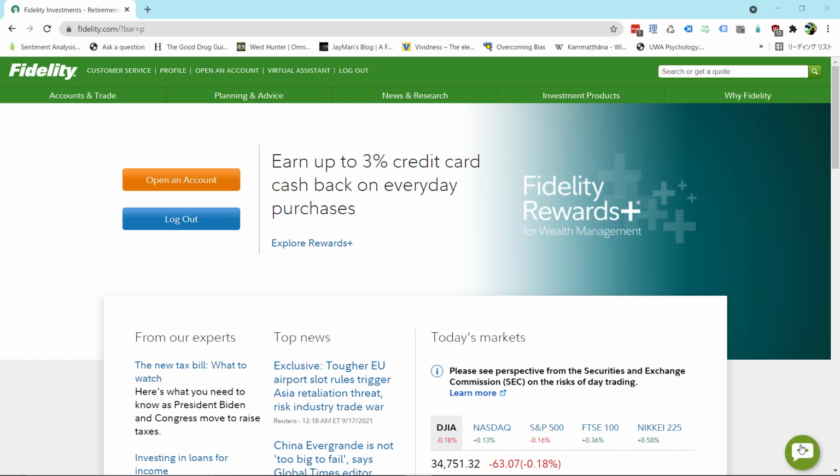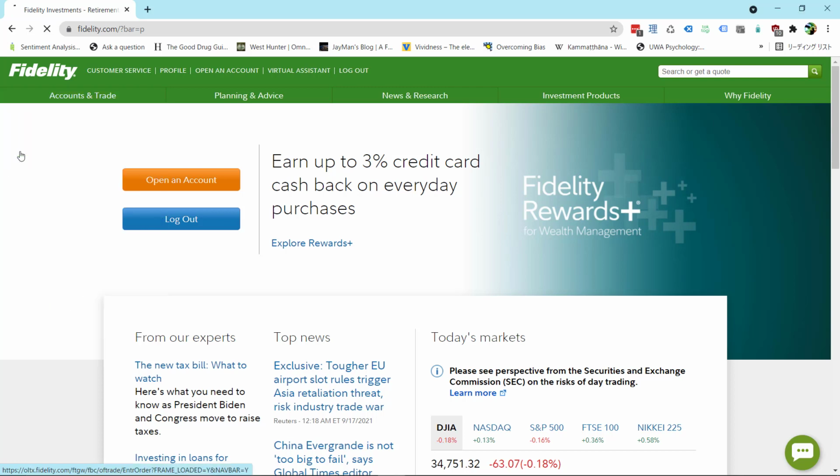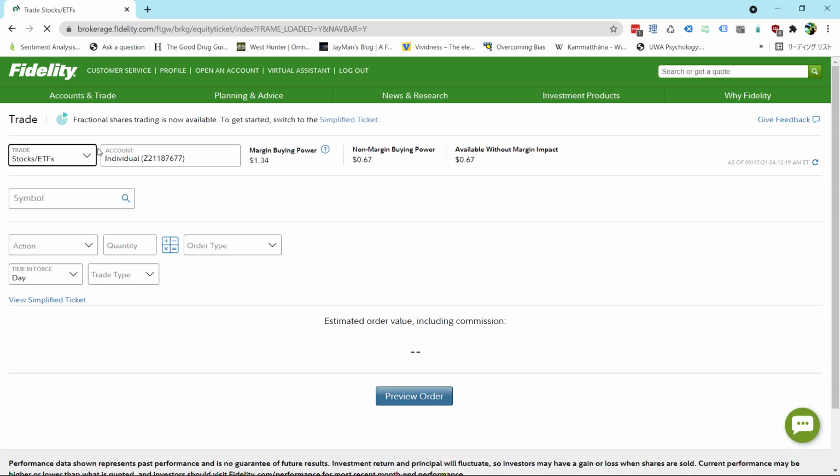Let's get started. In the Fidelity homepage, scroll over to Accounts and Trade, and scroll down to Trade. This will bring up the trade page. Now, we are trading stock, so we're going to select stock. We're going to use our account, whatever account you have, put it in there.